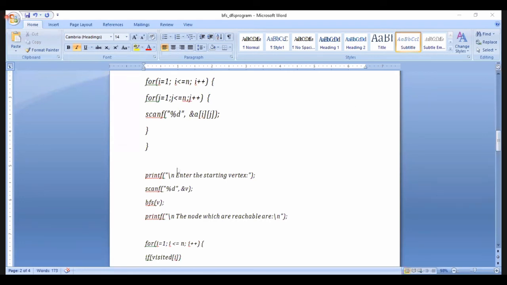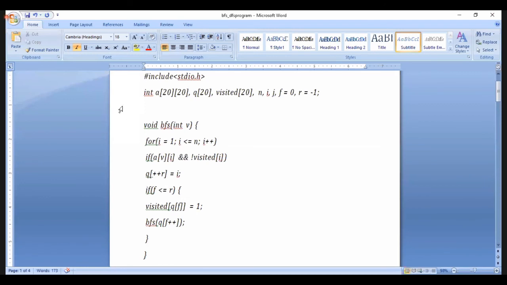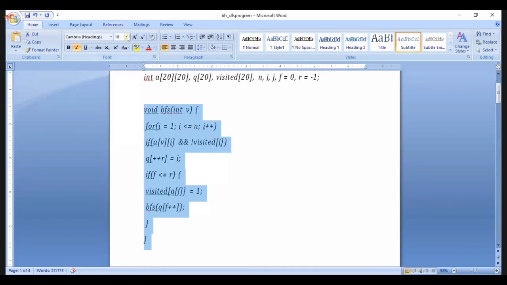Then look at the printf statement, enter the starting vertex. As I said, you can take any starting vertex. The starting vertex I read as a, an integer value, and I am taking it as 1. BFS of 1 is a recursion, so BFS of 1 means directly I'll go to the recursion part. I'll execute this also and I'll show. This is BFS of B, BFS of V.